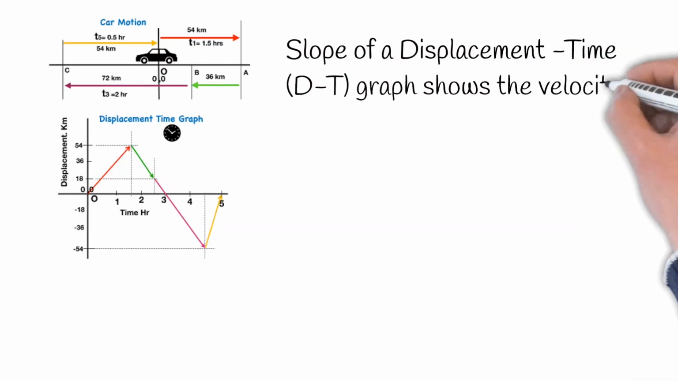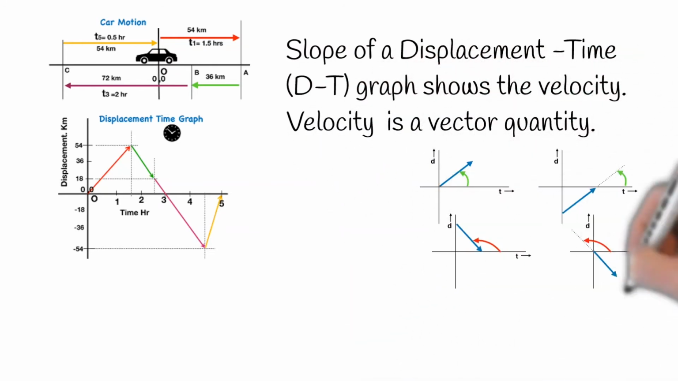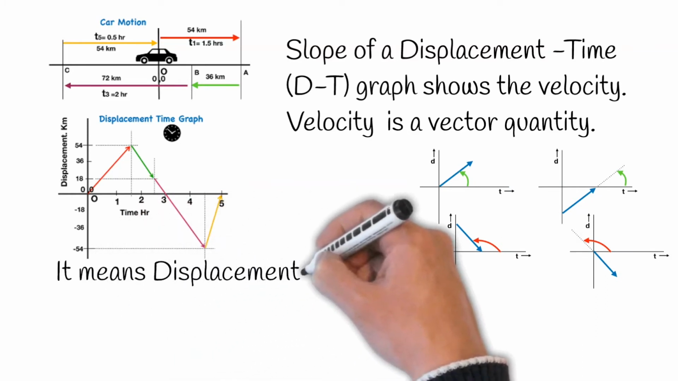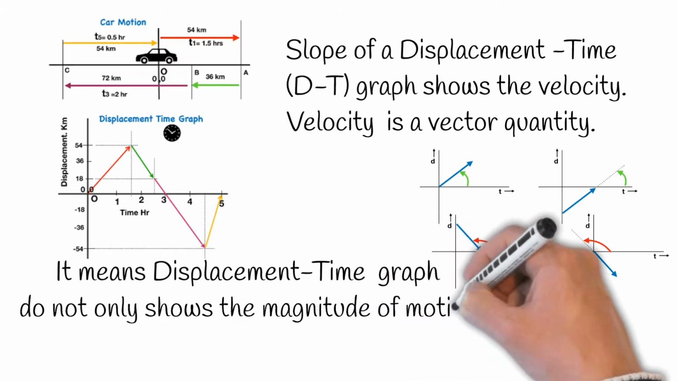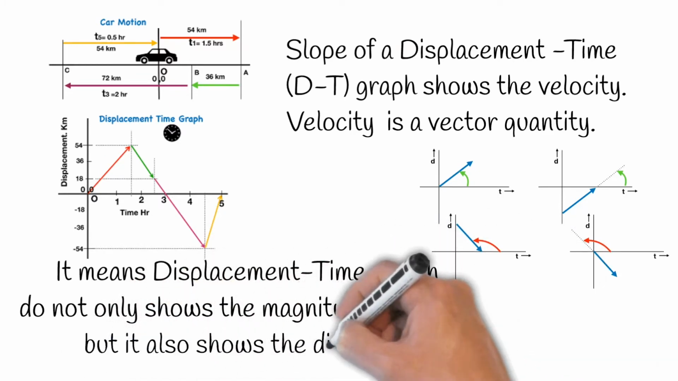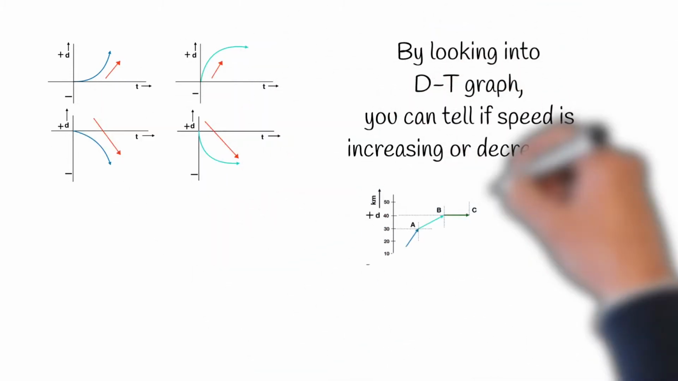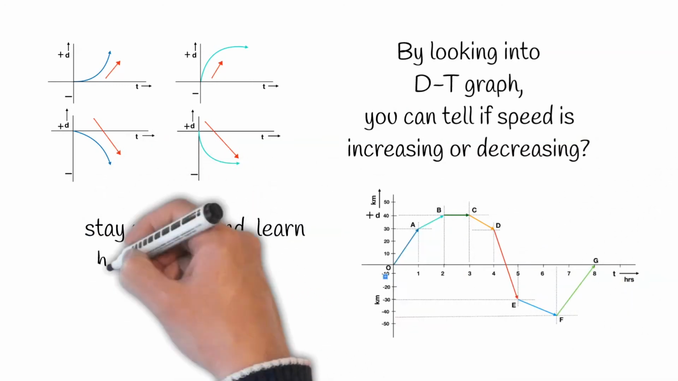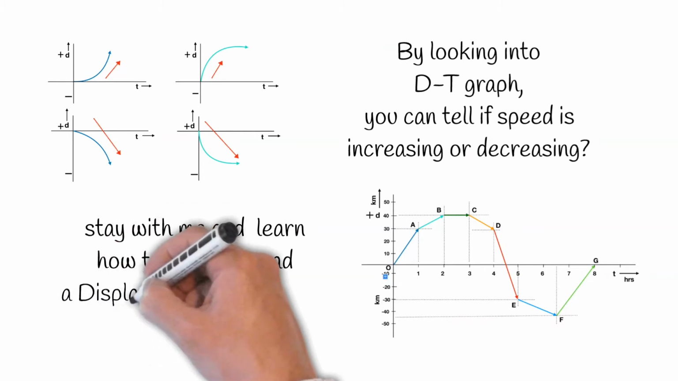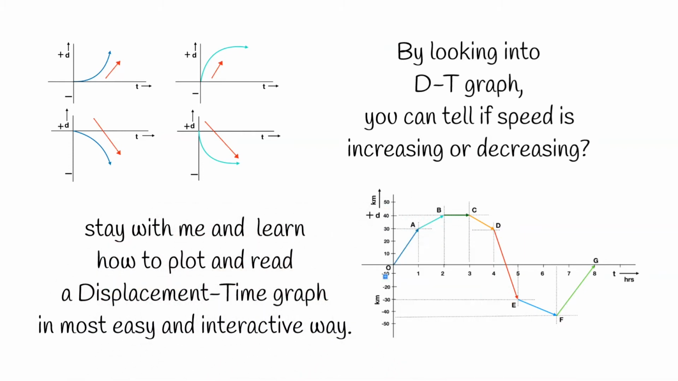Slope of a displacement time graph shows the velocity. Velocity is a vector quantity. It means a displacement time graph does not only show the magnitude of motion, but it also shows the direction. By looking into the d-t graph, you can tell if the speed is increasing or decreasing. Stay with me and learn how to plot and read a displacement time graph in the easiest and most interactive way.